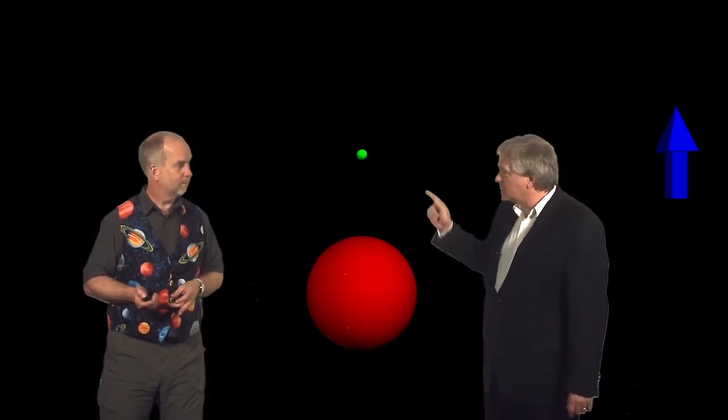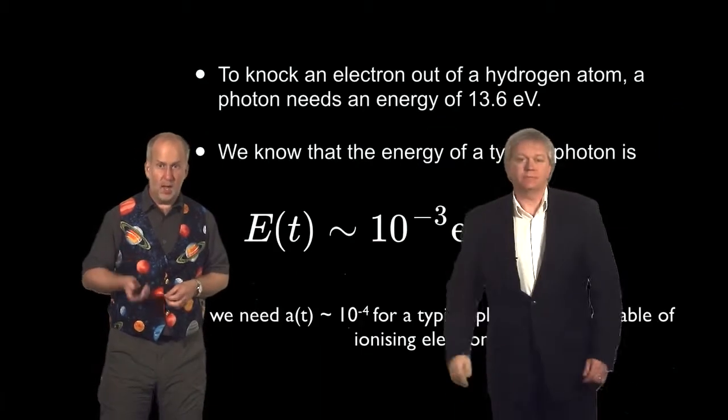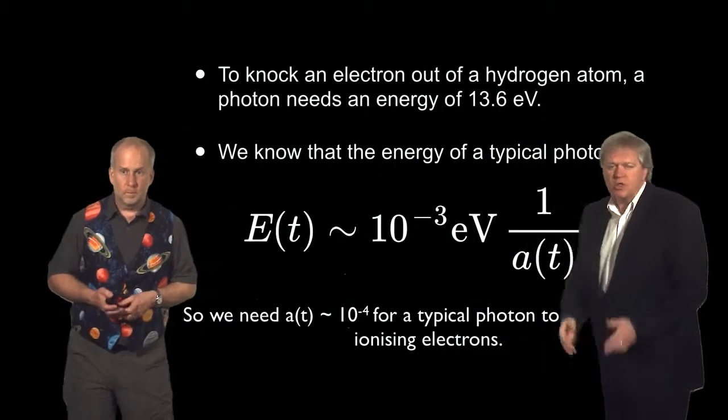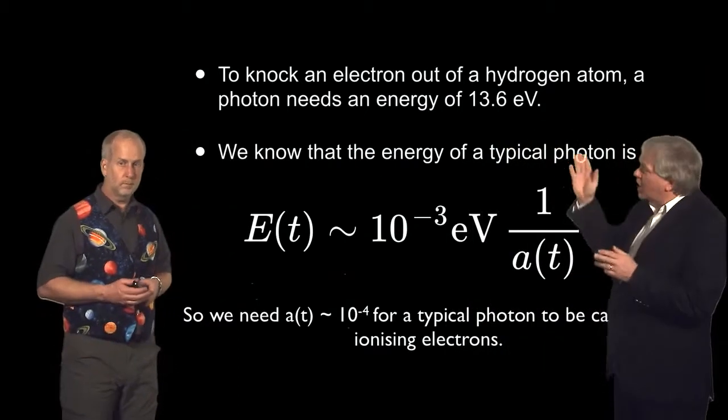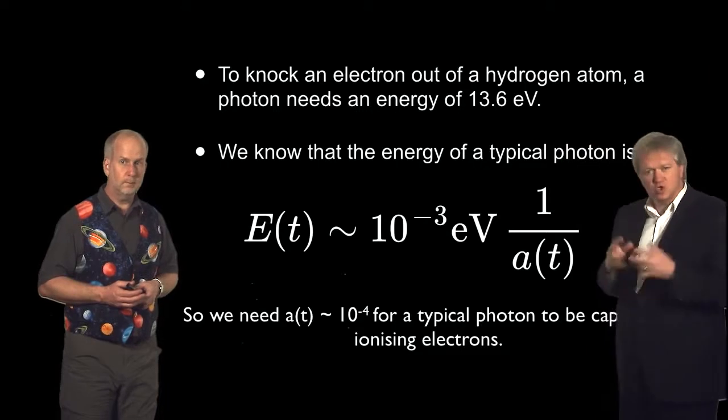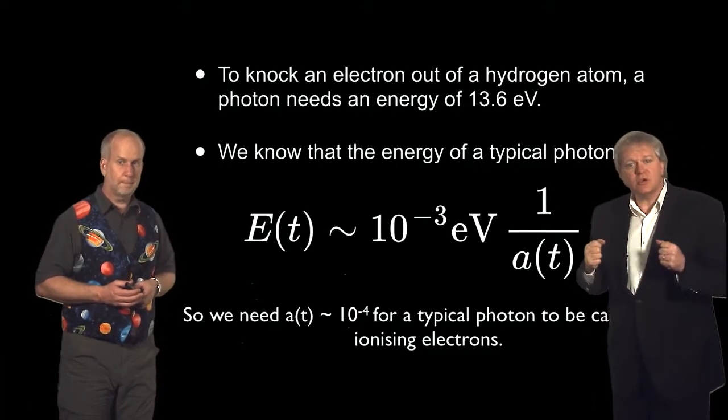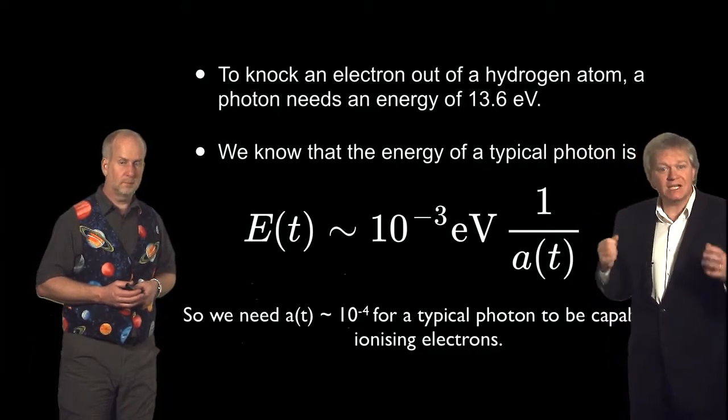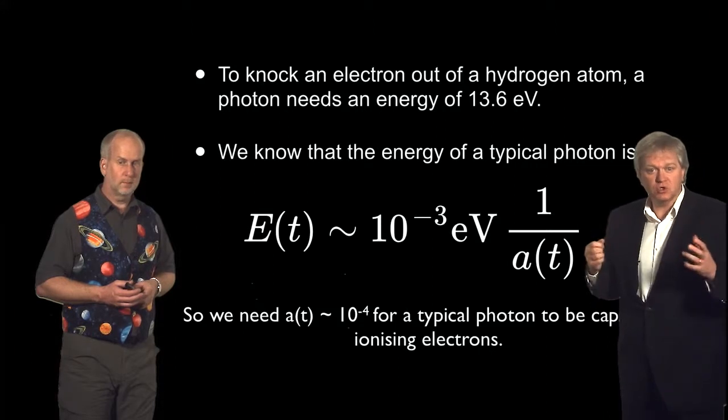So that electron will scatter the photon. The photon will come in and bounce off it, right? Yes. So one thing we need to know is that to knock an electron out of a hydrogen atom, you can do that with energy. And it turns out you need 13.6 electron volts of energy to do this.